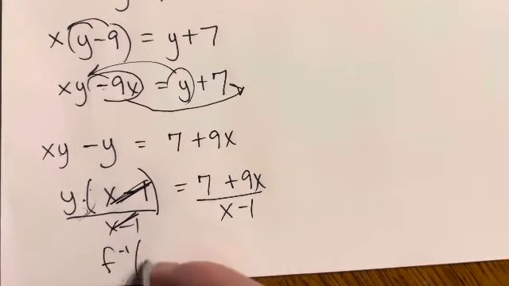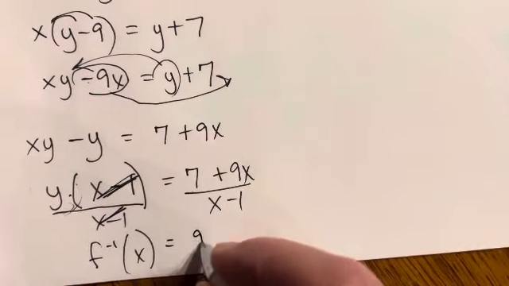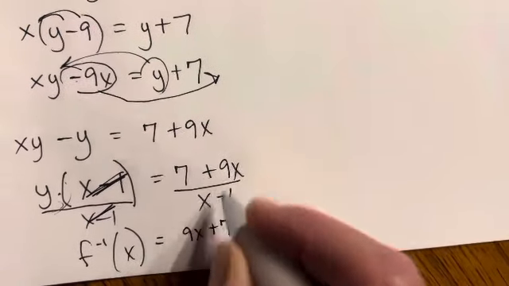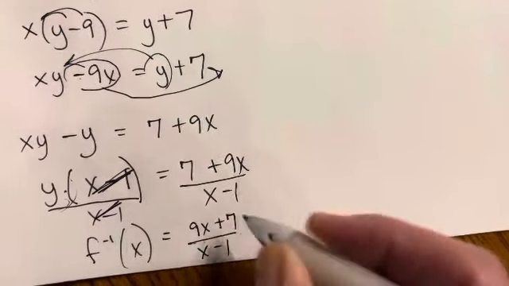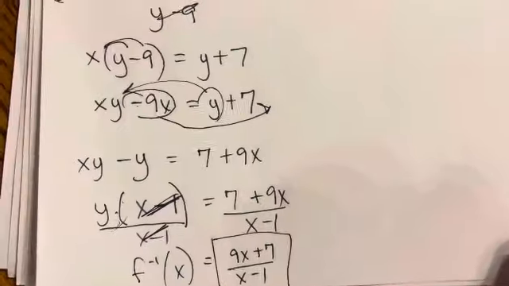So my inverse function of f is, I don't like the way he looks, so I'm just going to write 9x plus 7. You can write it like that. That's fine. I just think he looks gross. Over x minus 1. That's your answer right there.